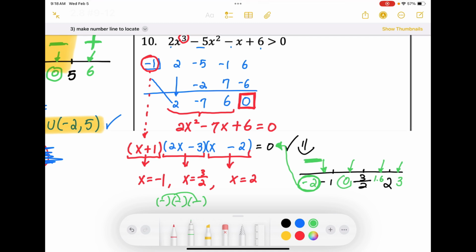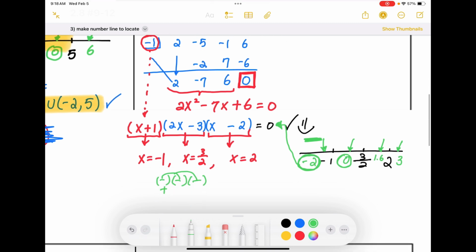Okay, when I test out 0, that gives me 0 plus 1 is positive. And 0 minus 3 is negative, and 0 minus 2 is negative. So positive times negative is negative. Negative, negative will be positive. So I got a positive outcome right here. Moving on, I got 1.6 plus 1 is positive, and 1.6 times 2 will be about 3 point something, right? So 3 point something minus 3 is still positive, and 1.6 minus 2 will be negative. So positive, positive, positive. Positive and negative, negative. So that gives me a negative outcome.